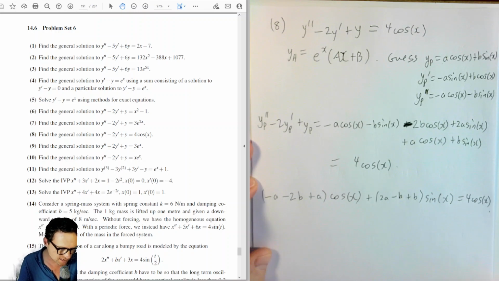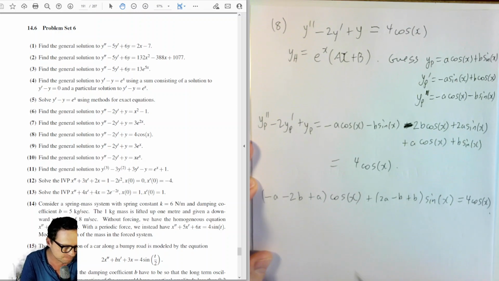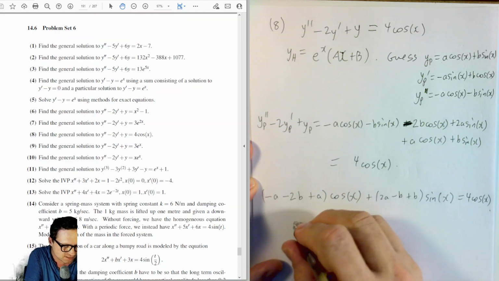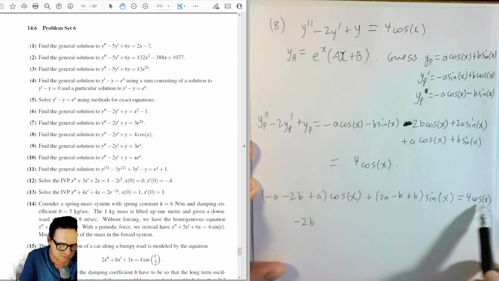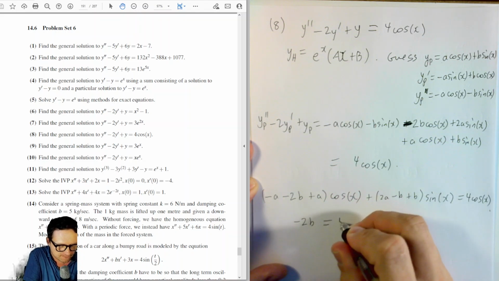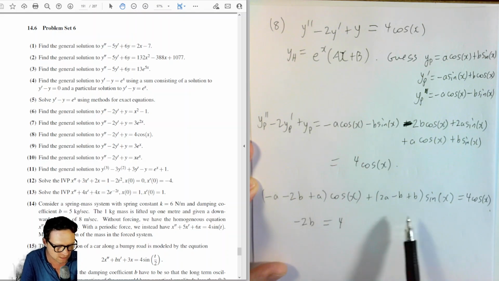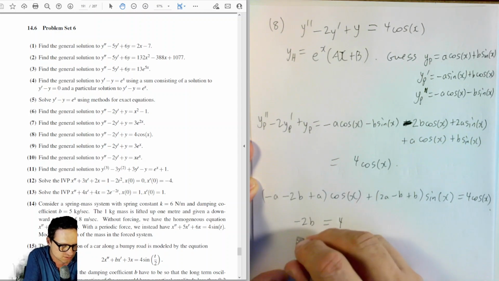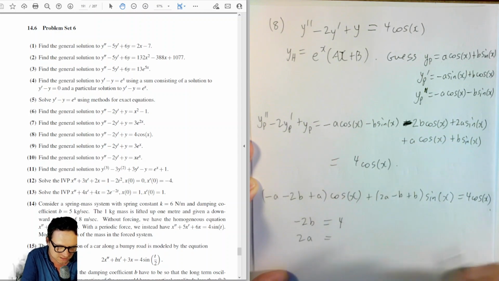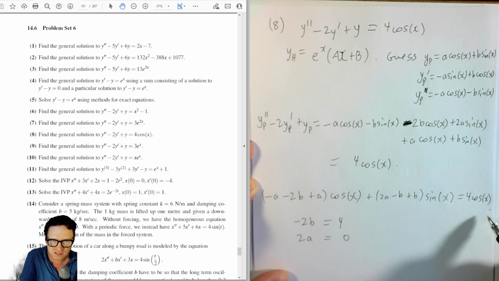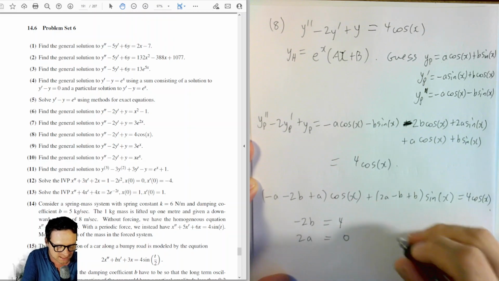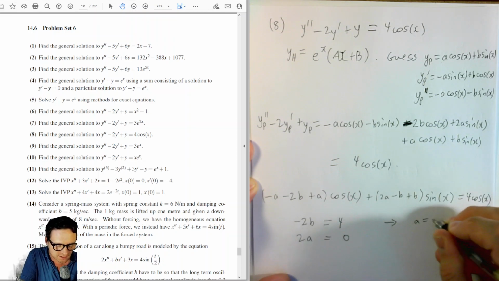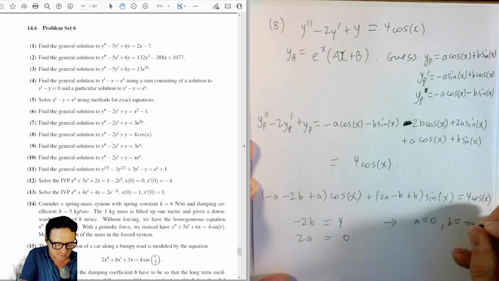Okay, so good. Now let's simplify. So the a's vanish here, and so we get minus 2b has to be equal to 4. And then looking at this, the b's vanish here, and so 2a has to be equal to 0 because there's no sine on the right hand side. So what we get here is, this tells us that a is 0 and b is minus 2.